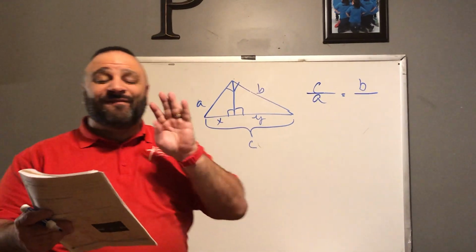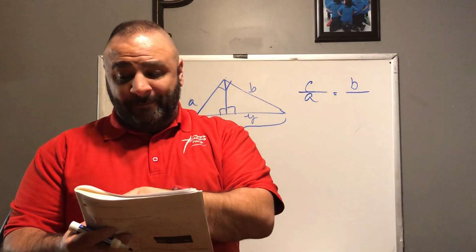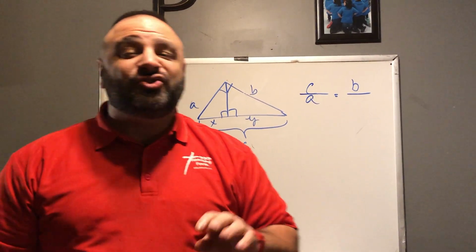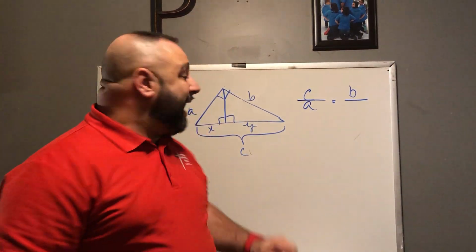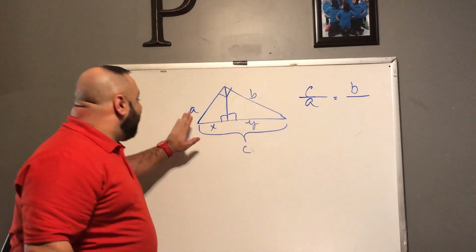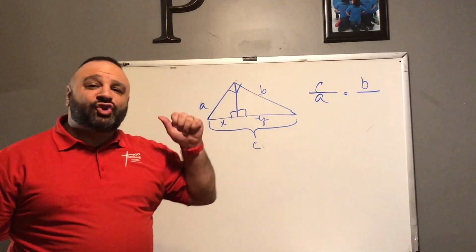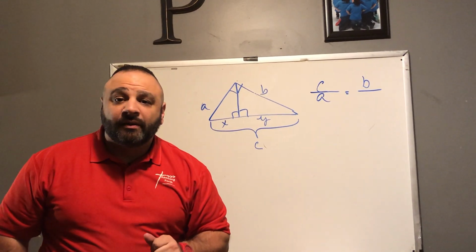And then the fourth term, you'll see here, is the length of the segment of the hypotenuse adjacent to that leg. So whatever leg we're referencing. So again, which segment, X or Y, would be adjacent to leg A?